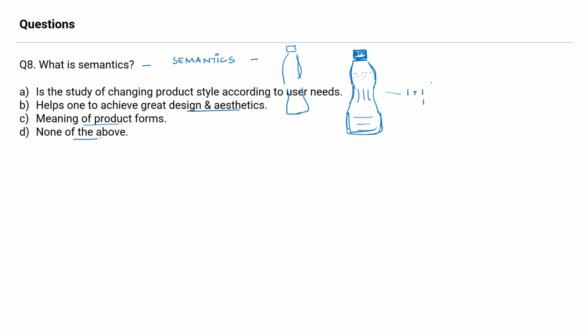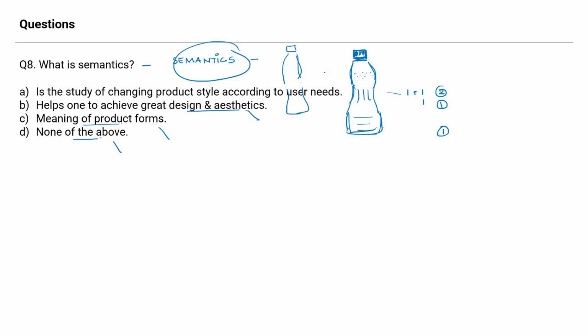The study of changing product style according to the user needs, helps one to achieve great design and aesthetics, meaning of product forms, and none of the above. So you've got two votes up till now. We have got one vote for option B. Is there anyone else who has a different point of view or diverse opinion? You can please share. Sir, none of the above. Okay, we have got an option for D. Anyone else?